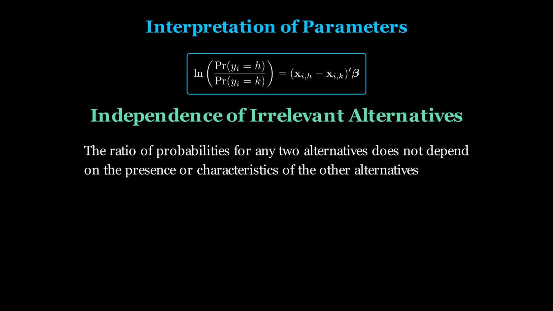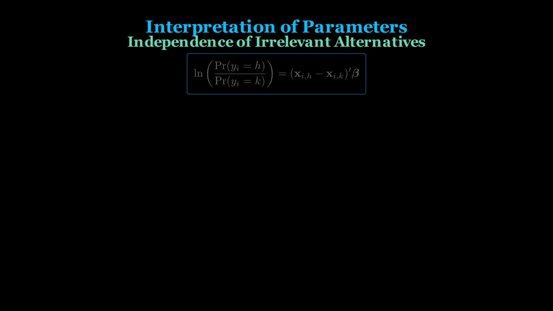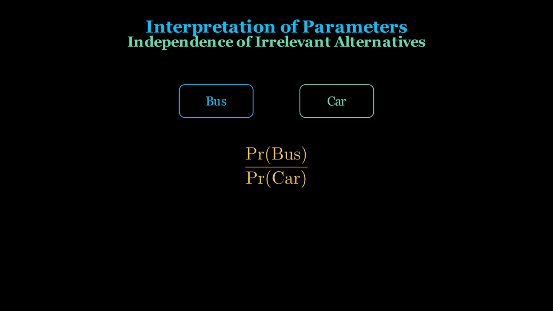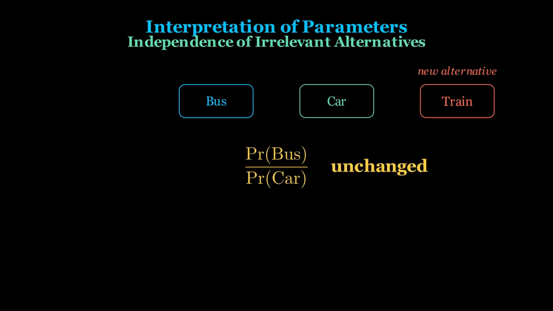This leads to a notable feature of the multinomial Logit model called independence of irrelevant alternatives. Because the ratio of any two probabilities only involves those two alternatives, it does not depend on the presence or characteristics of any other alternative. Here's what that means in practice. Suppose an individual is choosing between taking a bus or a car, and we care about the ratio of those two probabilities. Now we introduce a brand new transportation mode, a train. Under the multinomial Logit model, the relative odds of choosing the bus versus the car do not change at all. The train is treated as completely irrelevant to that comparison.